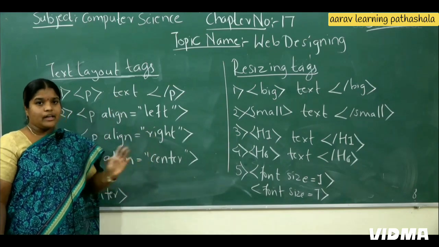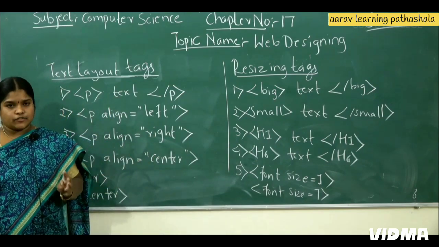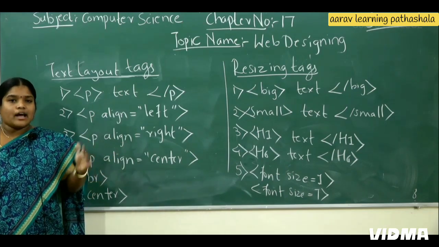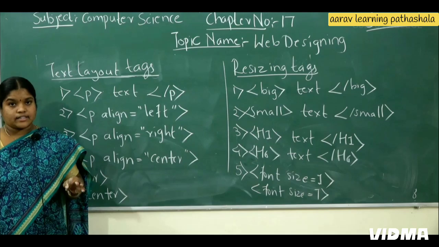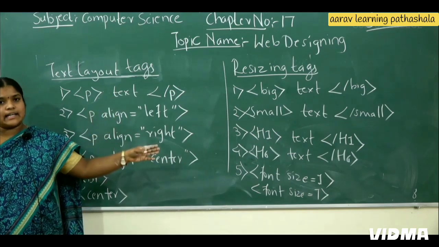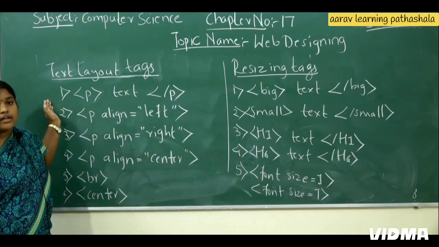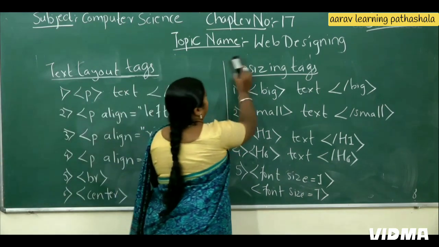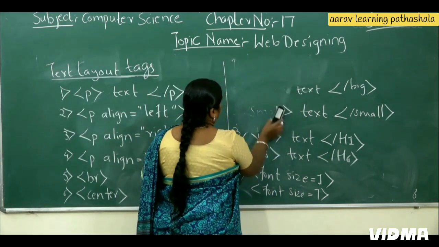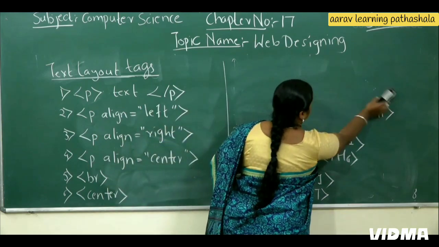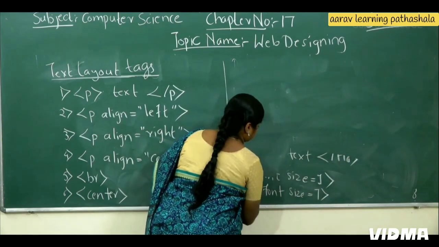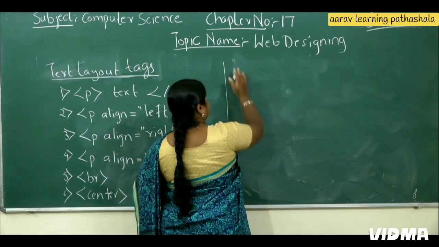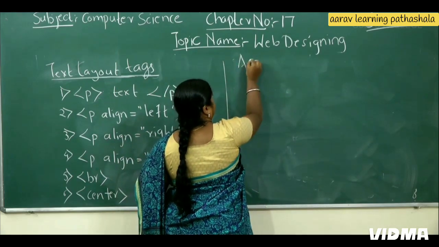So till now we have studied text formatting tags, that is bold, italic, underline, subscript and superscript. Then after that we saw heading tags, then we saw resizing tags, and then we saw the text layout tags. Then next we will study the next tag, that is how to include an image on the web page.